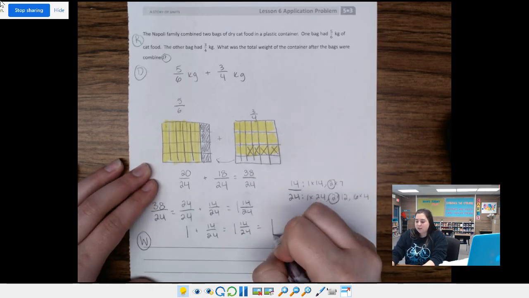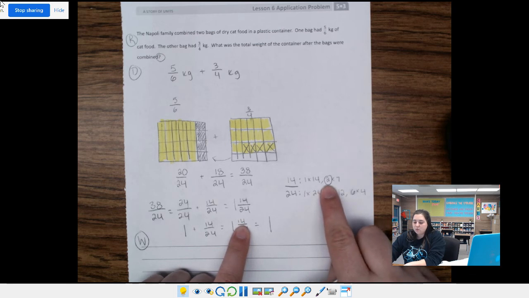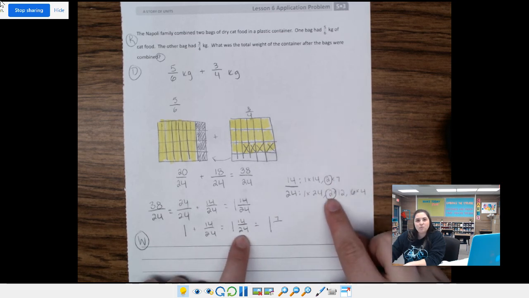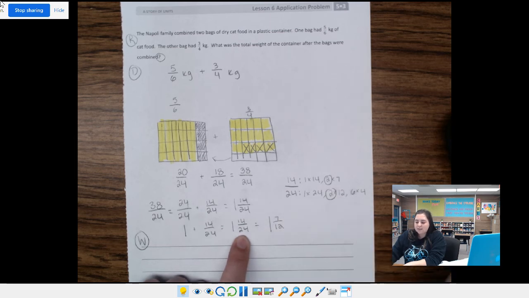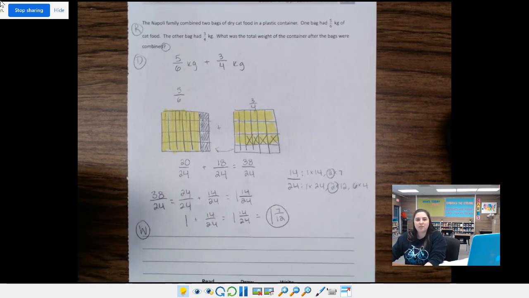So this fraction, my 1 is going to stay. Just the fraction, the 14 24ths, will be changing. So 14 divided by 2 is 7. Look, I'm using the other factor to figure that out. 24 divided by 2 is 12. 7 twelfths is equivalent to 14 24ths. And that's going to be our final answer.